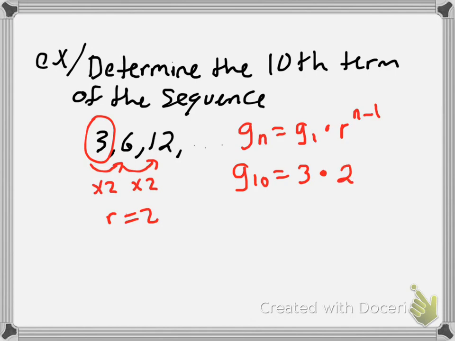And the exponent is going to be 1 less than what we started with. Well, we wanted the 10th. This is to the 9th. And again, most students just type that in their calculator. 3 times 2 to the 9th, which comes out to 1,536. So again, you notice these numbers get big really, really fast because it's exponential.